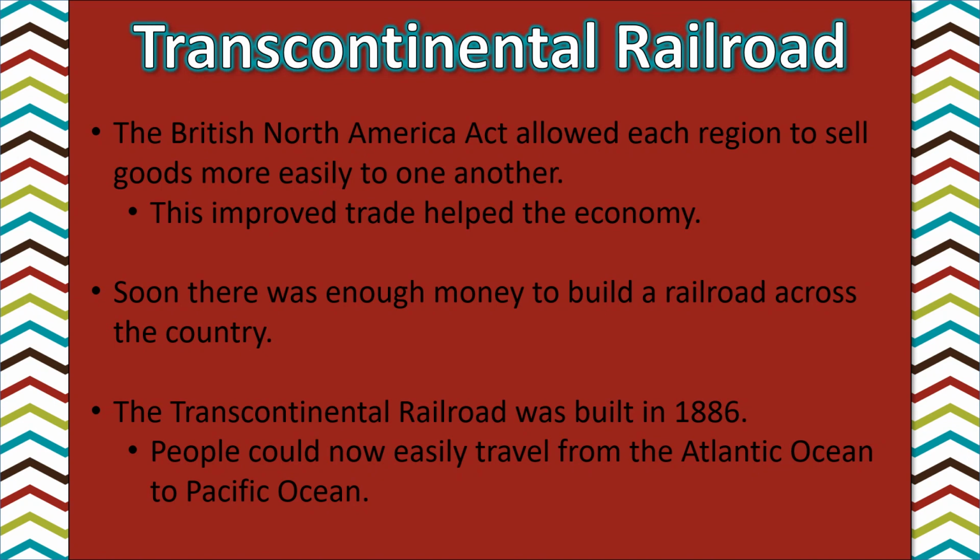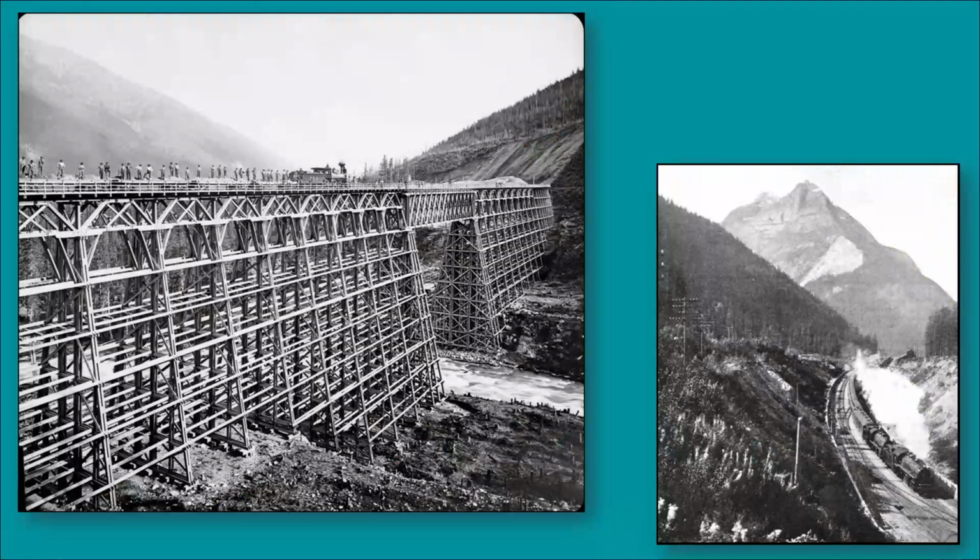So the Transcontinental Railroad was built in 1886, so the people could easily travel from the Atlantic Ocean to the Pacific Ocean. So this is what this Transcontinental Railroad looked like.